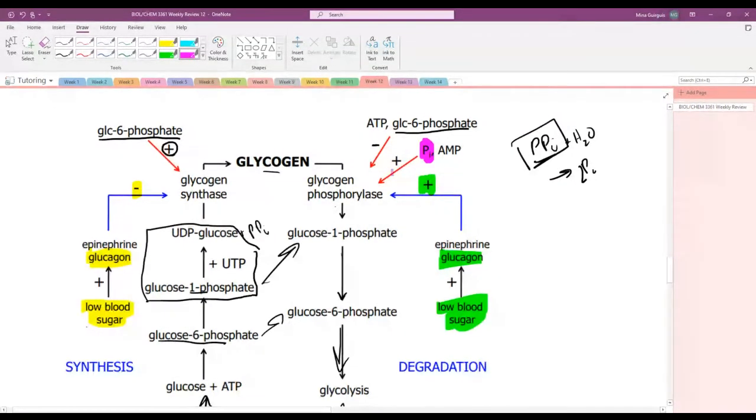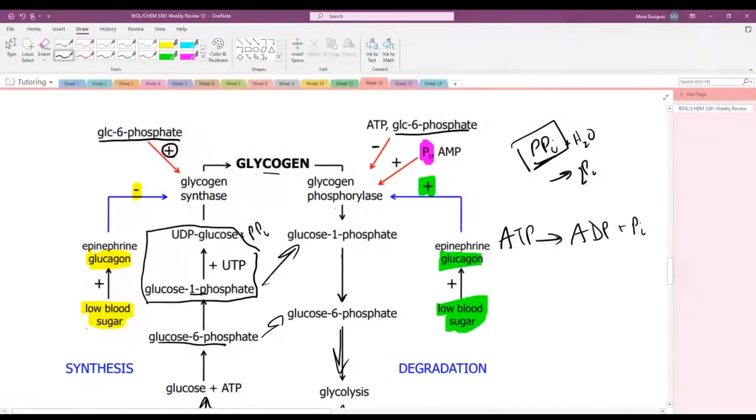Inorganic phosphate. Let's talk about this bit. Inorganic phosphate is interesting. It activates glycogen phosphorylase. In other words, it favors glycogenolysis. Why? Okay. The way that I think about this is not based on a ton of logic. It's just the way that I like to remember it. And it's the fact that, there's my mouse, I apologize, ATP, when it's hydrolyzed, you get ADP plus inorganic phosphate, right?